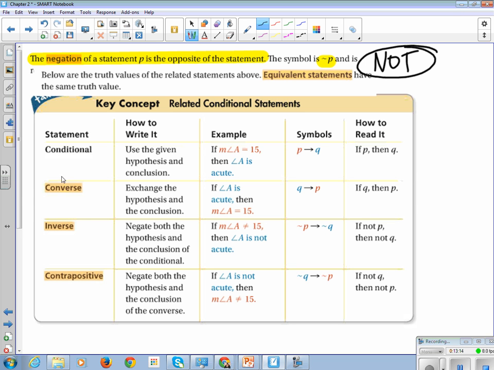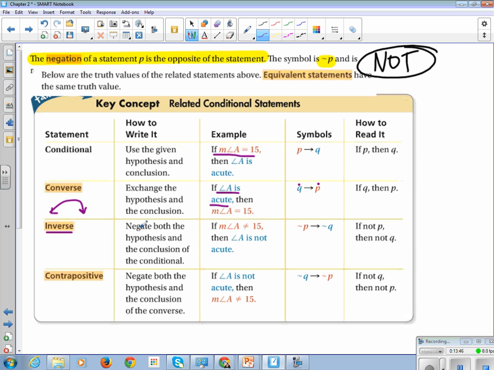The converse is when we flip it. So let's do a little sign with arrows to show that we're flipping it. Exchange the hypothesis and the conclusion. Instead of saying this one first, you say the blue first. If angle A is acute, then the measure of angle A equals 15. So if Q, then P.